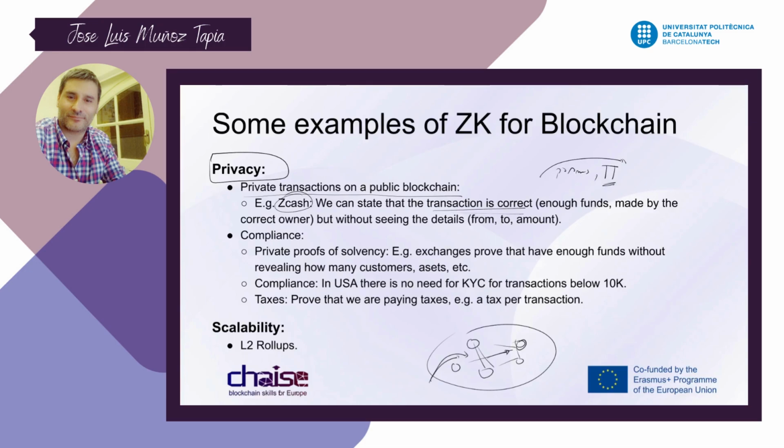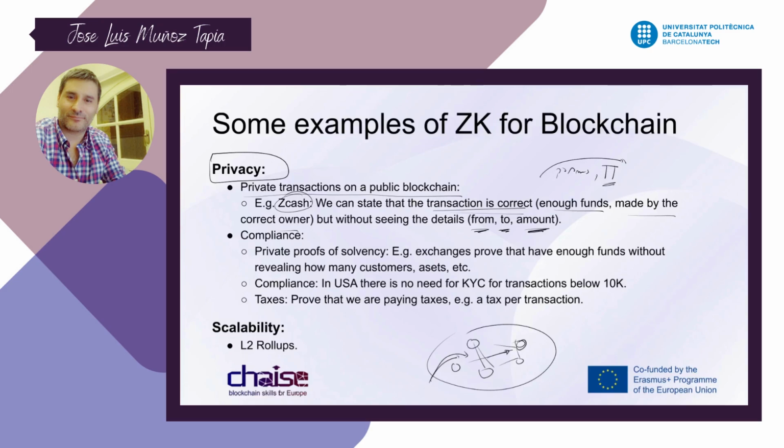I mean, the sending address has enough funds, is made by the correct owner, I mean, the owner of the associated private key, and is transferred to someone else, and so on. Everything is correct, but you're not going to see who is sending the transaction, to whom, or the amount. Only a proof that the transaction is well done, but not exactly from where it goes to where it goes, or which is the amount of transferred cryptocurrency.